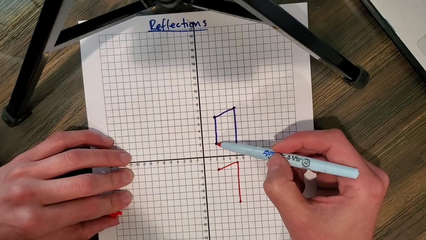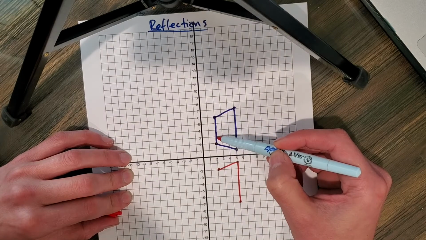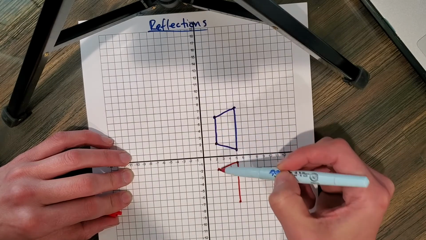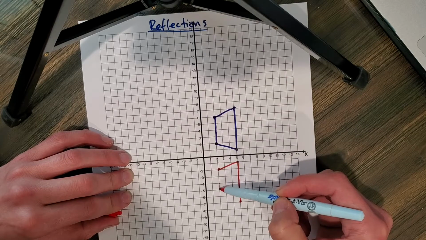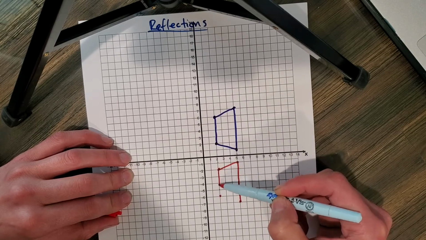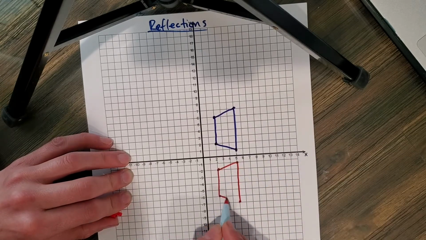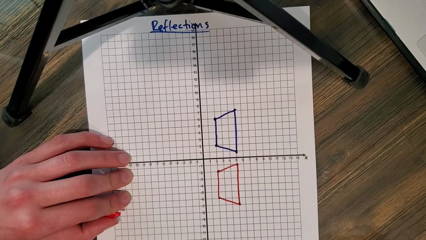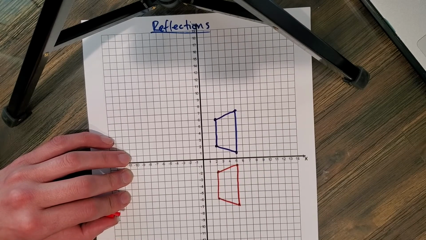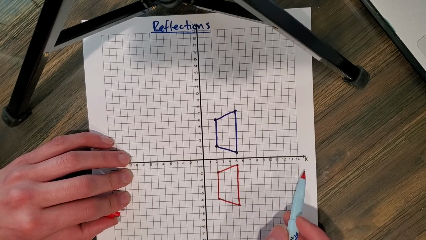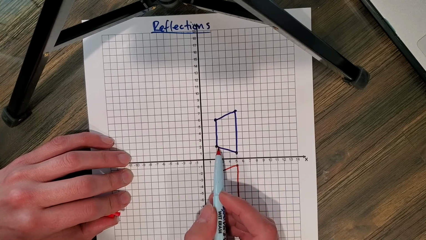Now, from this point here, if I count up to this point here, it's 1, 2, 3, 4, so I could just count from this point here, 1, 2, 3, 4 down and connect it. And then I just connect these two, and there's my reflected piece, okay? So that's reflection across the x-axis. Now let's do reflection across the y-axis.